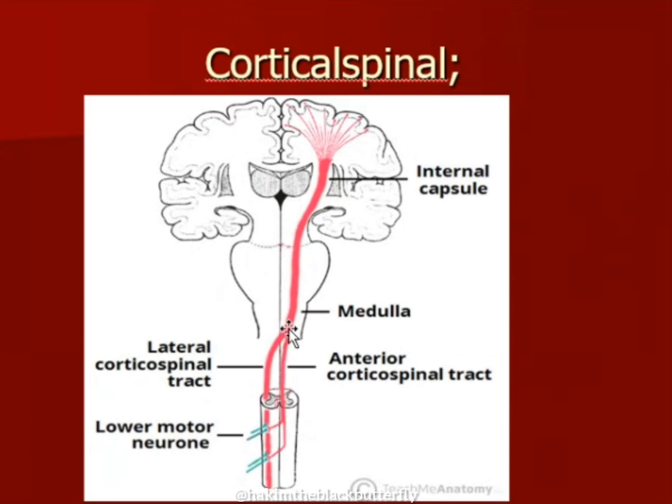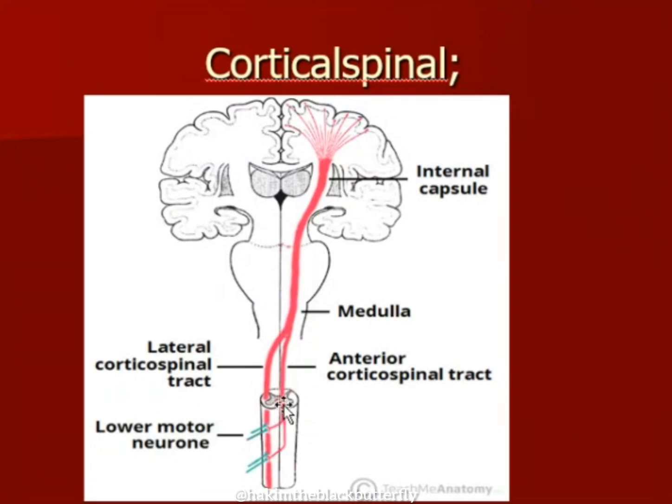90% of them decussate, or cross to the opposite side. And they will descend on the opposite side as the lateral corticospinal tract until they reach the spinal cord. The 10% will remain on the ipsilateral or the same side, and they will descend as the anterior corticospinal tract until they reach their points of termination at the spinal cord.